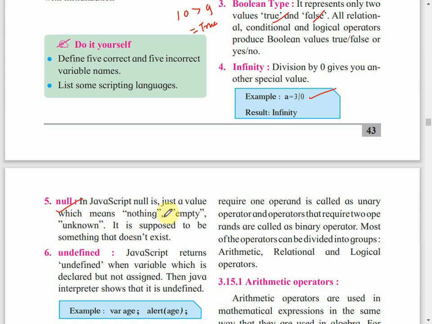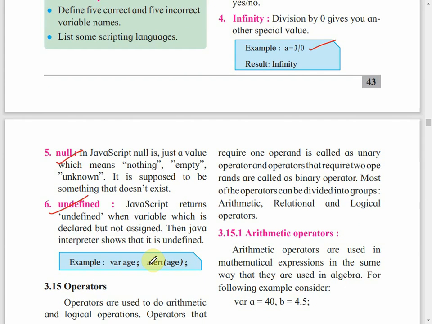Sometimes we get a result empty, which means the null data type is used over there. Undefined: sometimes when we are writing programs, without defining any variables we try to find out the result, and the computer displays the error and it displays undefined.